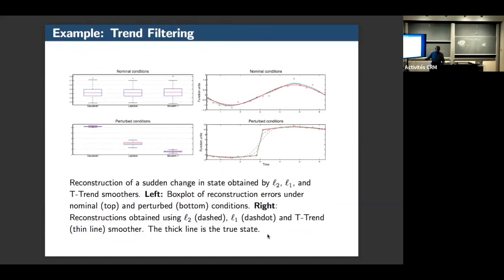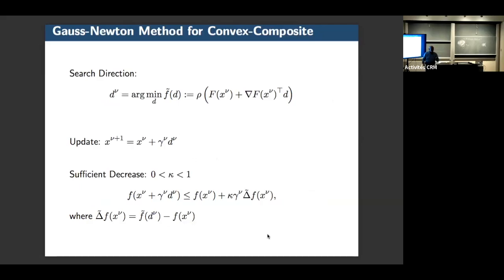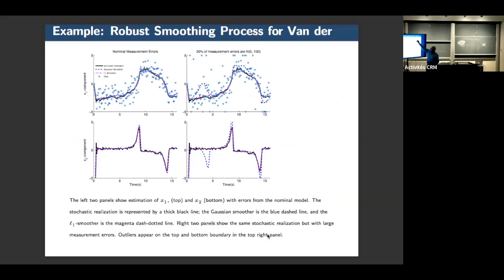Quickly go through other ones. You can have a trend shift. And you can track it well using a piecewise linear density. When it's nonlinear, you can also do it by using the Gauss-Newton method. And so here's a nonlinear example. This is a van der Pol oscillator. And again, we can have outliers and still solve fairly accurately.